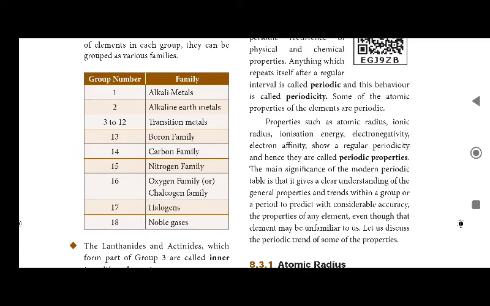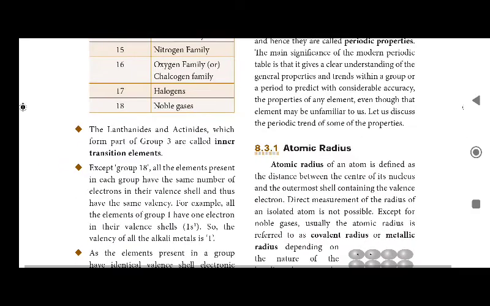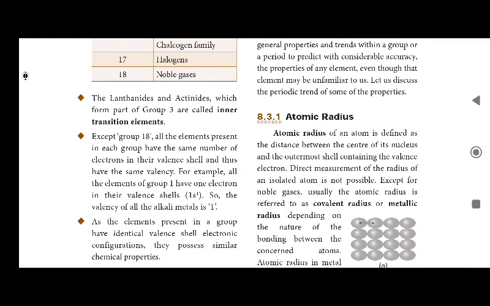Then 13th group is called boron family, 14th group carbon family, 15th group nitrogen family, 16th group oxygen family or chalcogen. What do you mean by chalcogen? Ore forming elements. Metals will be extracted from ores. Most of the ores will be in this family only. 17 are called halogens, 18 are called noble. Then the lanthanides and actinides which form part of group 3 are called inner transition elements.